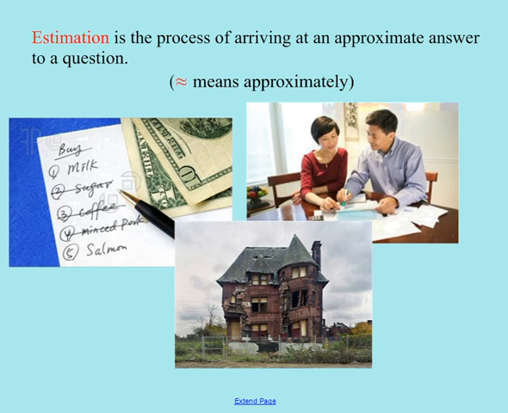Estimation is the process of arriving at an approximate answer to a question. The following symbol means approximately. It should be used anytime you are using rounding in a math problem. Estimation is a very useful daily skill. It can be used when making a grocery list to find out your total bill. It can be used to budget your daily bills, or it can be used to approximate house improvements.